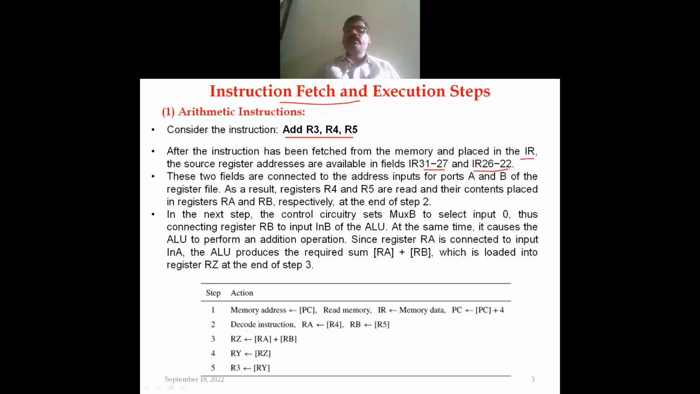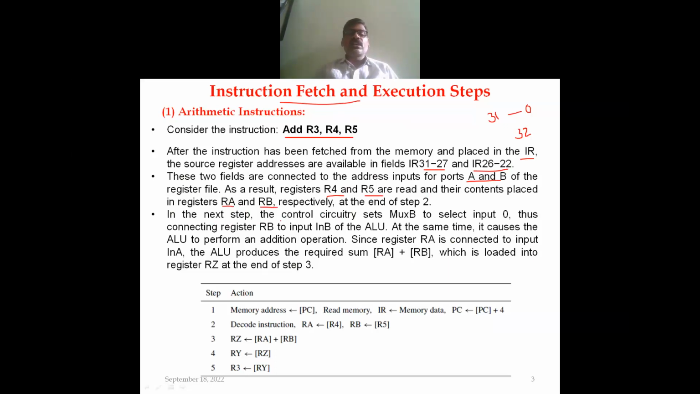Students, please try to understand that IR is a 32-bit register, so the bit positions are 0 to 31. Among these, bit positions 22 to 31 are used for the source operand values. These two fields are connected to the address inputs of port A and port B of the register file. As a result, registers R4 and R5 are read, and their contents are placed in registers RA and RB respectively after this second step.